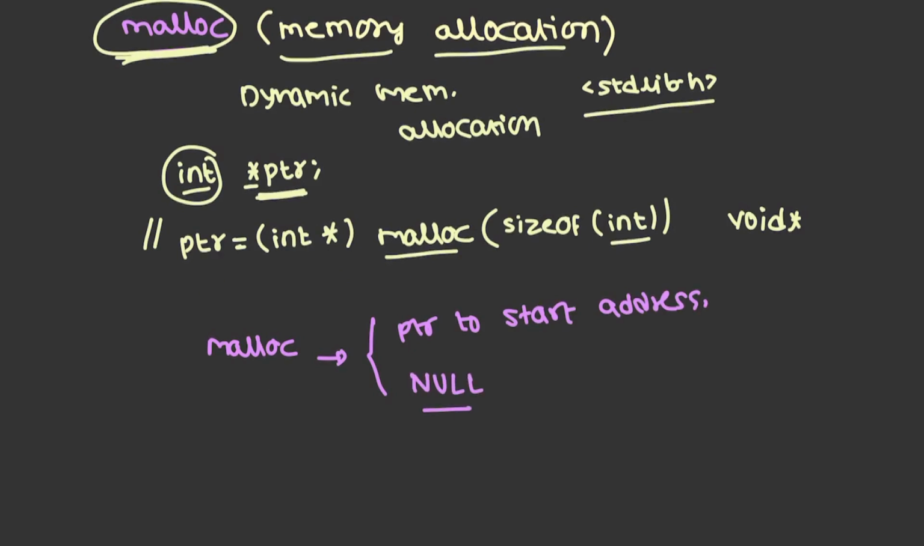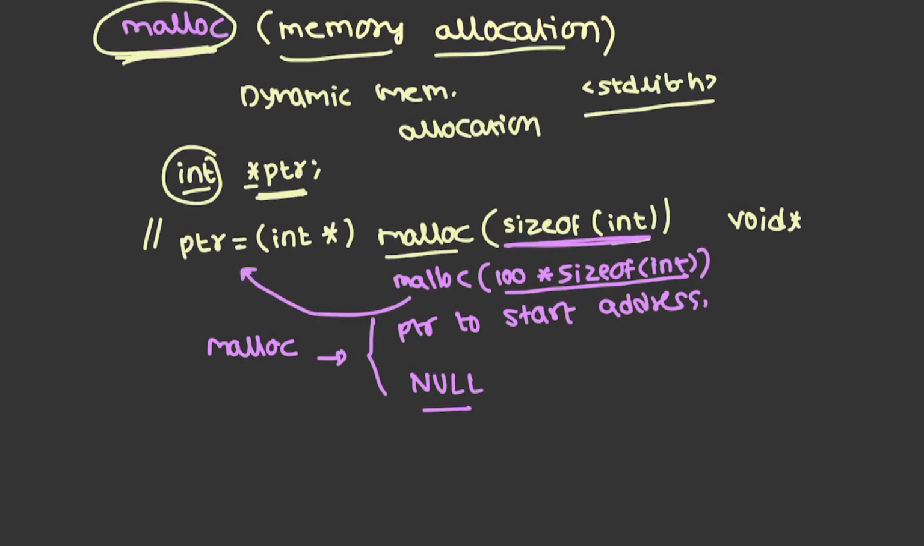One more modification is, if you want to allocate memory equivalent to 100 integers, you can just write it as follows: malloc 100 times size of integer. This allocates the memory for 100 integers, returns the start address, and places it in this pointer.